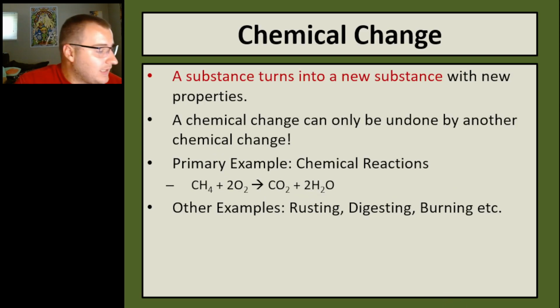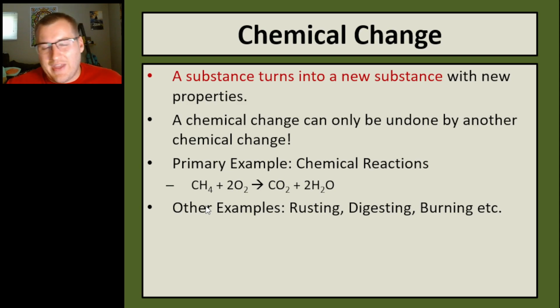All right, last topic here, we have 2 slides left, a chemical change. Now, the rest of the course is all about chemical changes. That's literally what chemistry and chemical reactions are. It's a substance turning into a new substance with new properties. A chemical change can only be undone by another chemical change. You can't reverse this. So our primary example is chemical reactions. When you have a chemical reaction, like this is the combustion of methane into carbon dioxide and water, you can't just undo that. This is fuel burning.